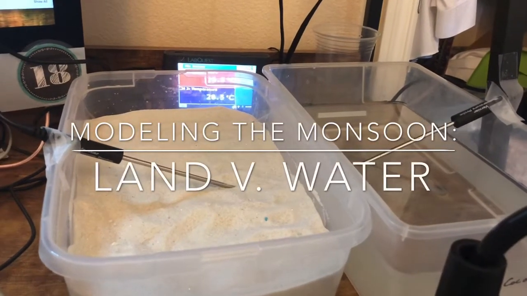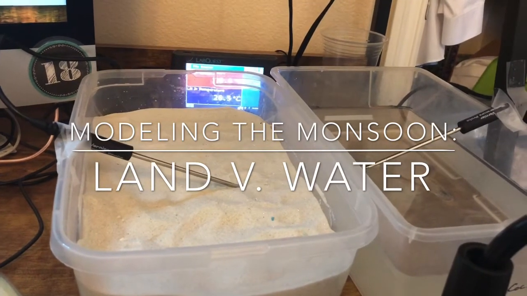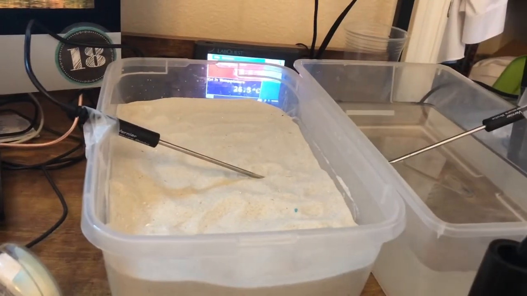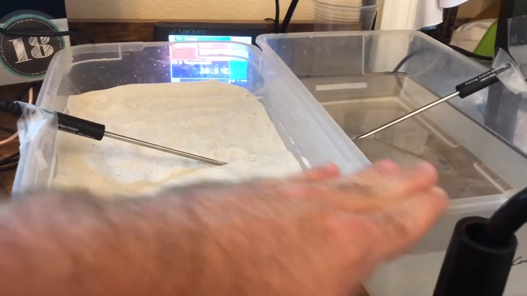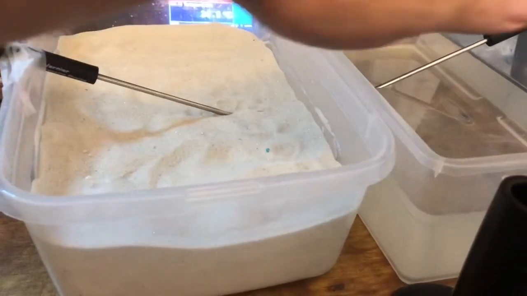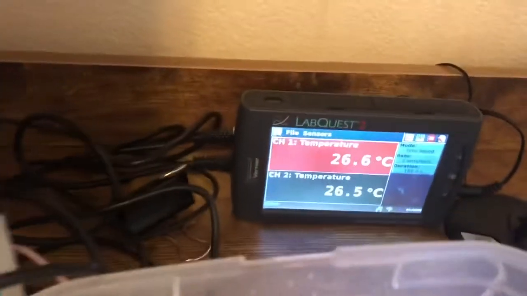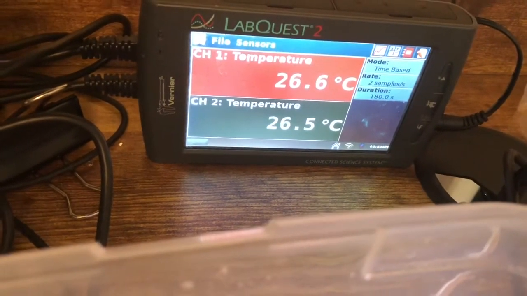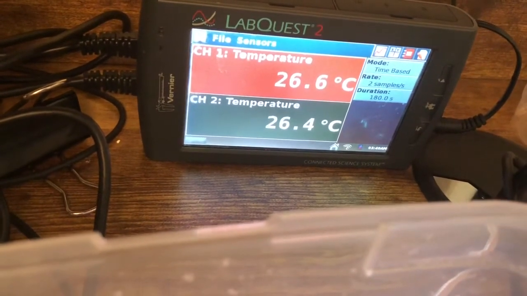All right, guys, as we are trying to model what causes the Las Vegas monsoon season, here is something to consider. I've got a model here. I've got a tub of sand, I've got a tub of water, and I've got two temperature sensors to measure the temperature of this sand and this water. They're connected to a LabQuest module, and they're pretty close to the same temperature. One is 26.6, the other is 26.5, 1/10 of a degree Celsius, 2/10 now, I guess.